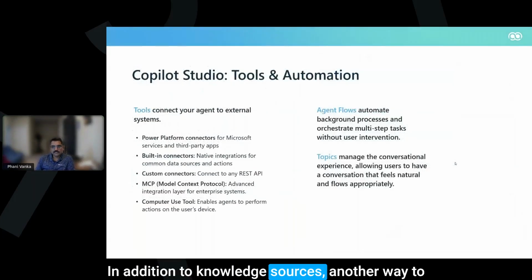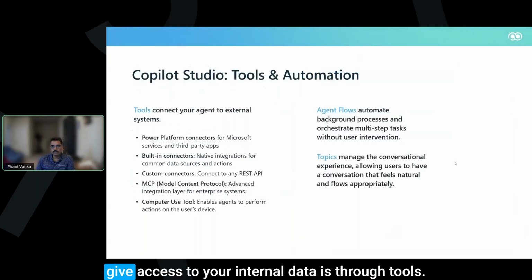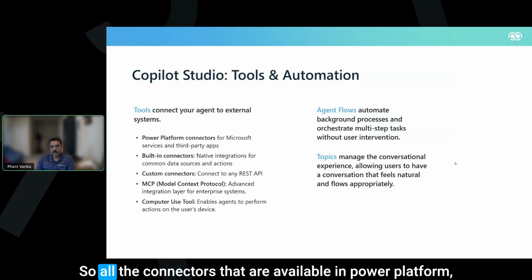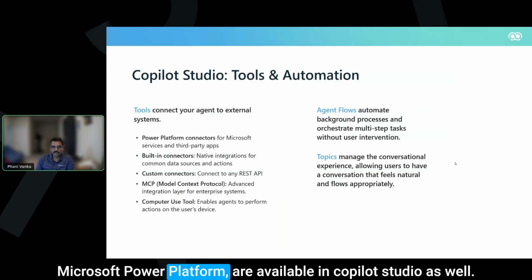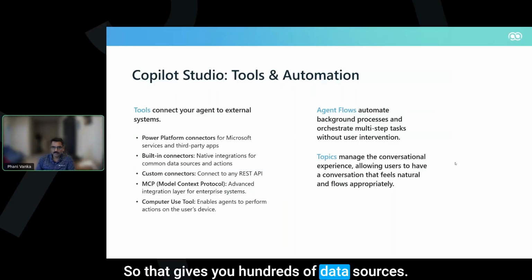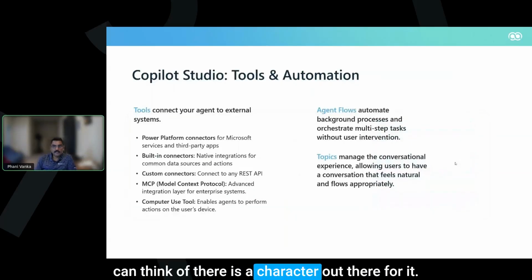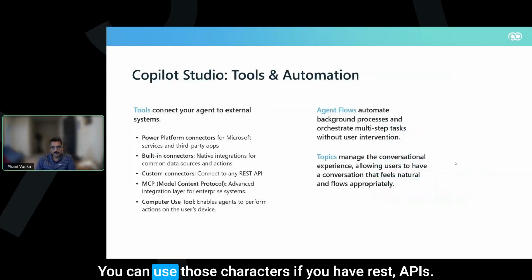In addition to knowledge sources, another way to give access to your internal data is through tools. Copilot Studio is built on top of Power Platform, so all the connectors that are available in Microsoft Power Platform are available in Copilot Studio as well. That gives you hundreds of data sources: Snowflake, Oracle, Postgres, almost every type of database that you can think of. There is a connector out there for it. You can use those connectors.